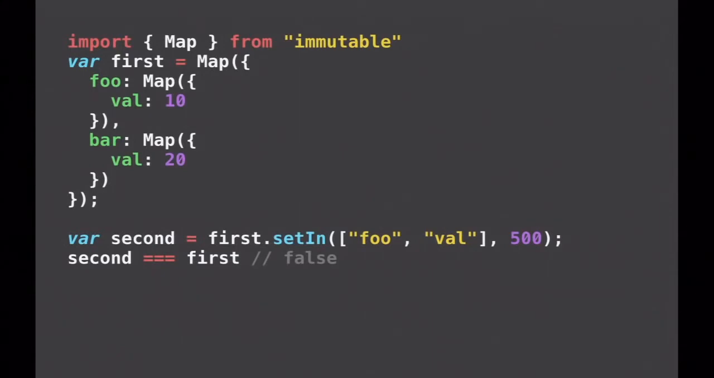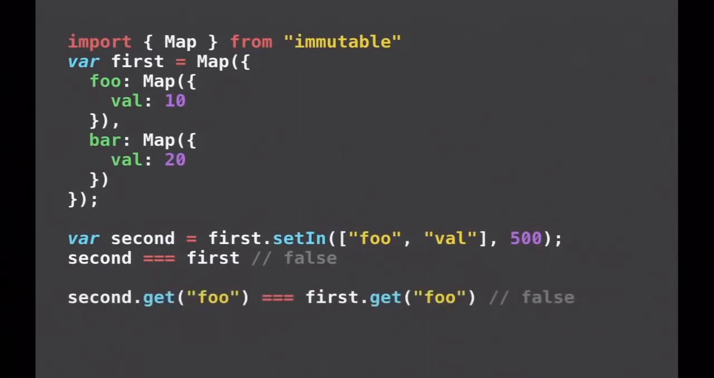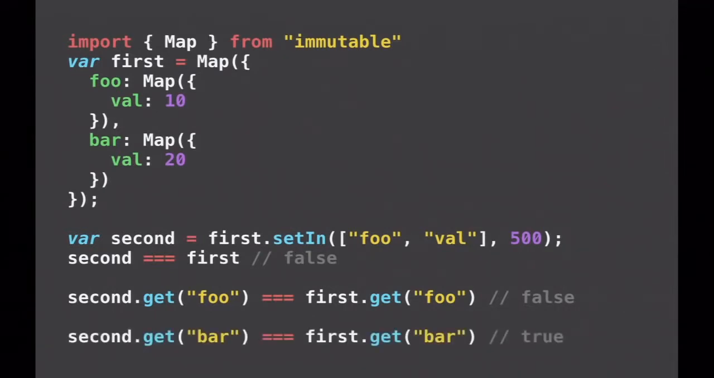So we expect that to be false. And if we get foo from both the new one and the old one, we expect that to return false because we've edited that. But if we reach in and get bar, it's true because we just recycled it. So the whole thing did change from the top. But as soon as we get to a leaf that hasn't changed, we can detect it with reference equality, which is free.